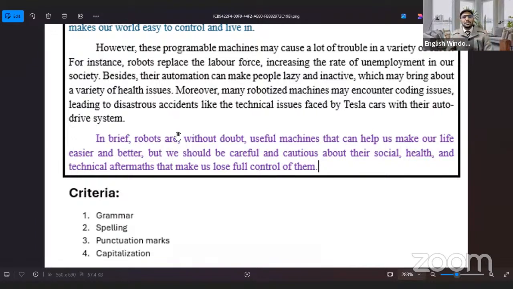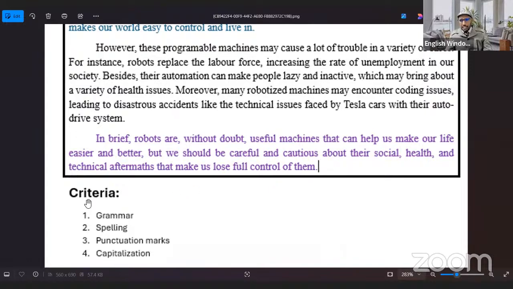In brief, let's come to the conclusion. In brief, robots are, without doubt, useful machines that can help us make our life easier and better. It means without questioning. But we should be careful and cautious about their social, health and technical aftermaths that make us lose full control of them. All right, so as you see, again we just wrap up and summarize what we said, that robots may be used in a positive or in a negative way.